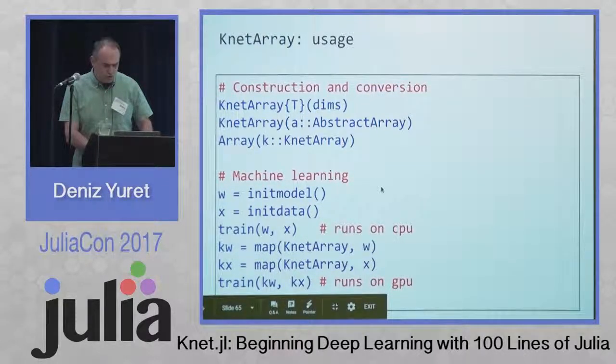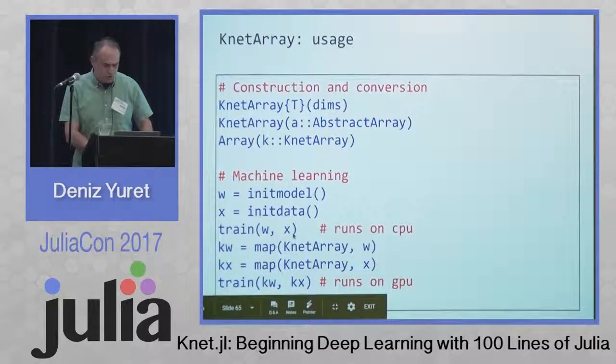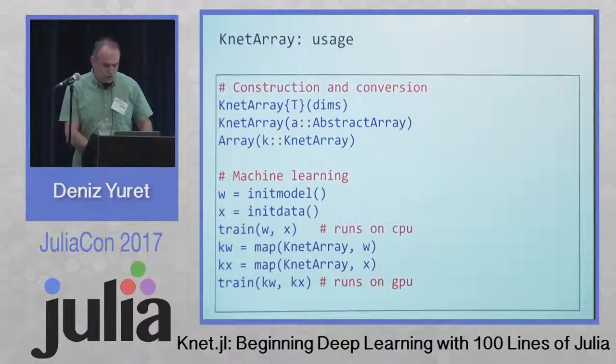And then to use these things in machine learning, let's say you have a bunch of arrays in W and a bunch of arrays in X, your model and data. These are regular CPU arrays, and this is how you train them, let's say. Now, all you have to do is map Knet array to these things. So this transfers everything to GPU. So I have a bunch of Knet arrays as my parameters and a bunch of Knet arrays as my data. And I can call the exact same function and the whole thing runs on the GPU. So from the user's perspective, they don't need to do anything special to work on the GPU except for using the Knet array type.